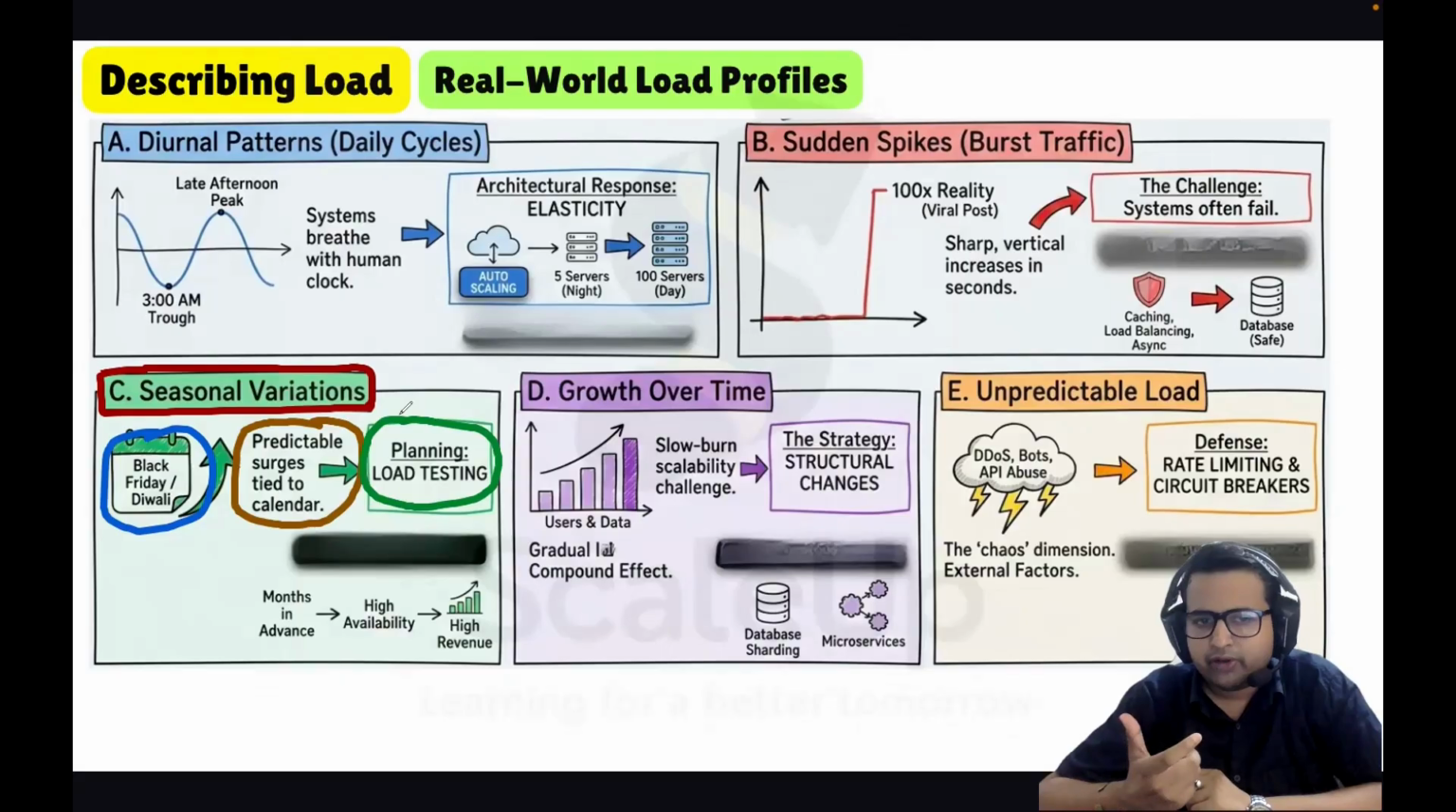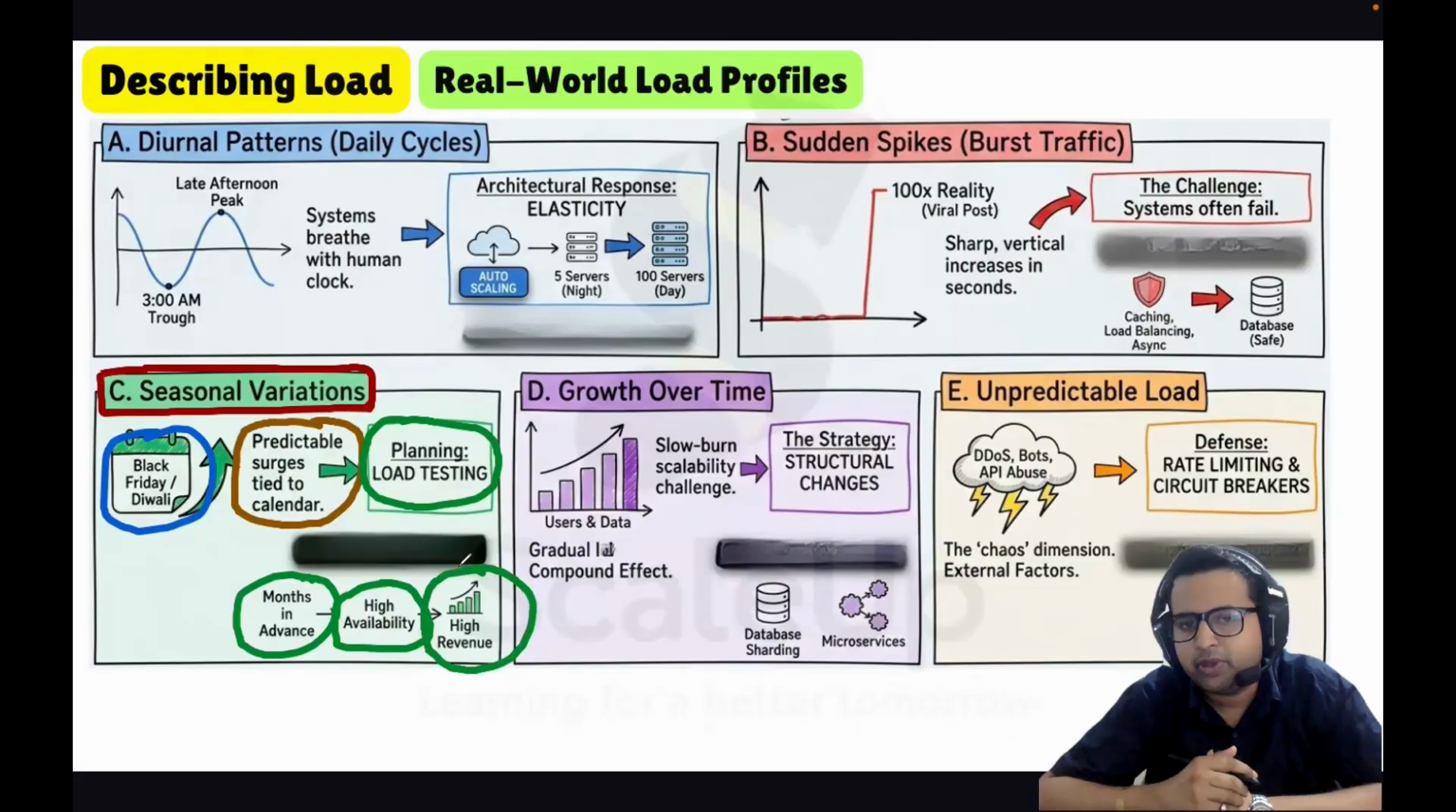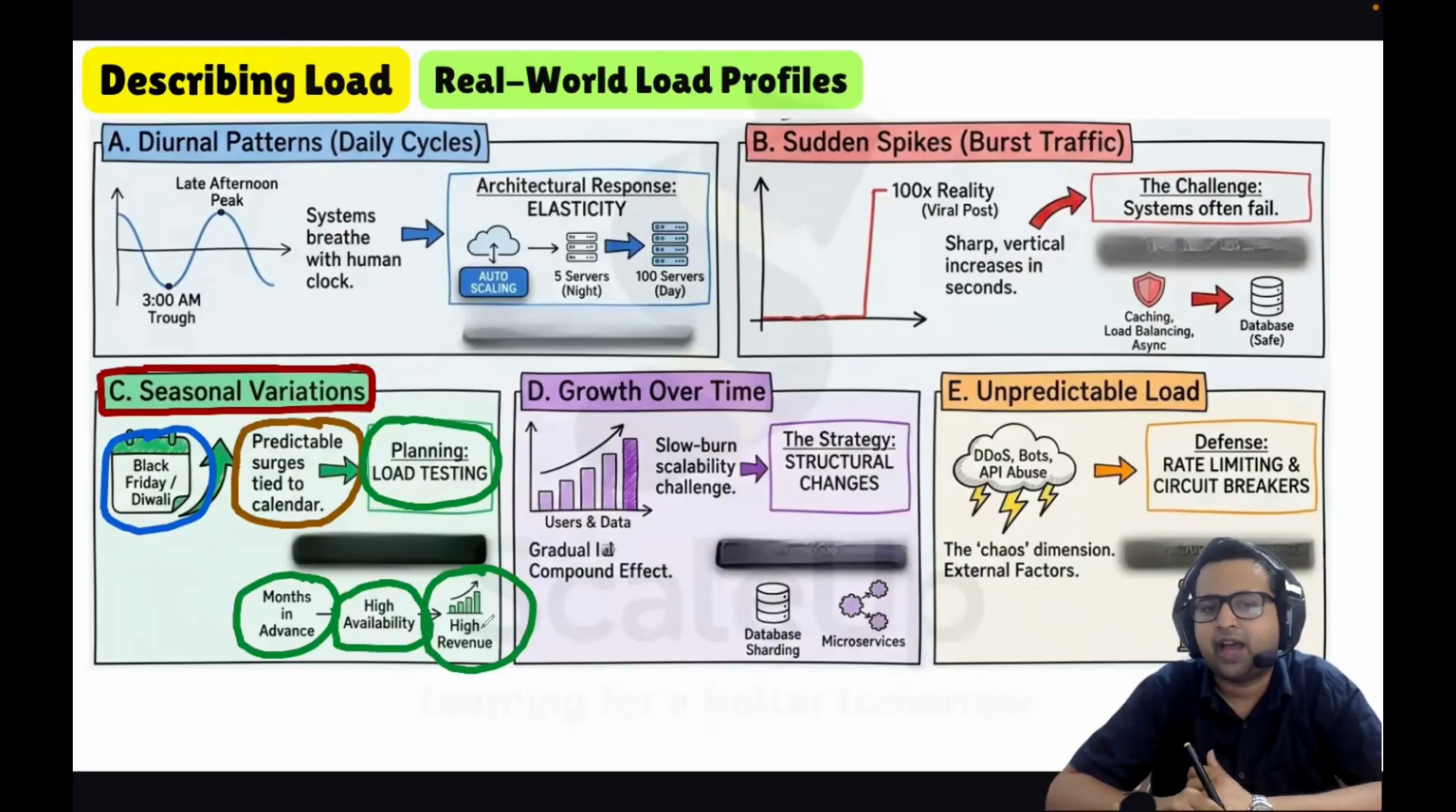So what is the way forward? What is the solution? Proper planning. The idea is that we know when there will be a sudden increase in traffic, so we have to test our system. We have to do load testing months in advance so that our system is up and running during high revenue periods. It will ensure high availability so that the system will be up and running and it can generate high revenue.